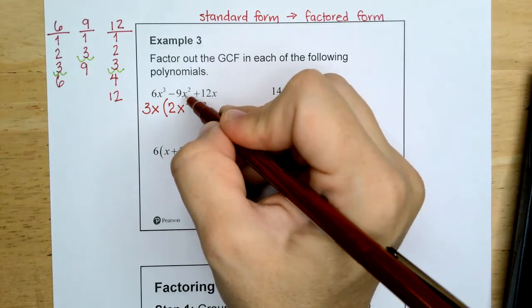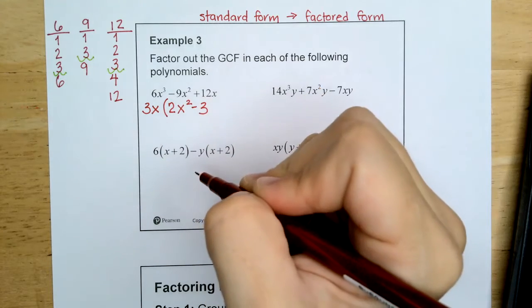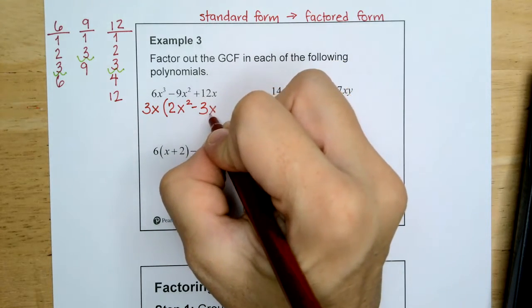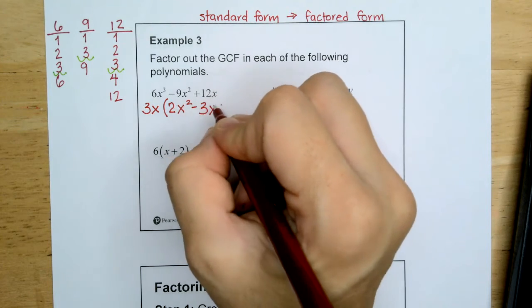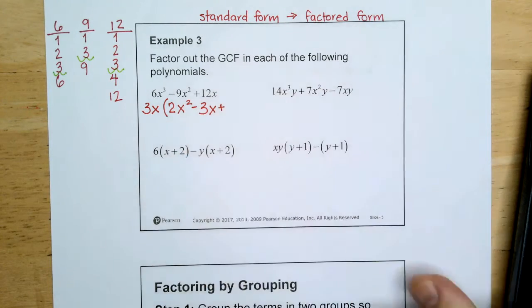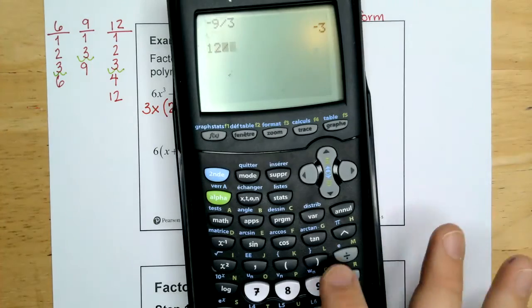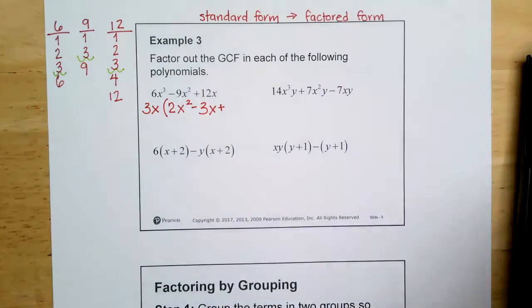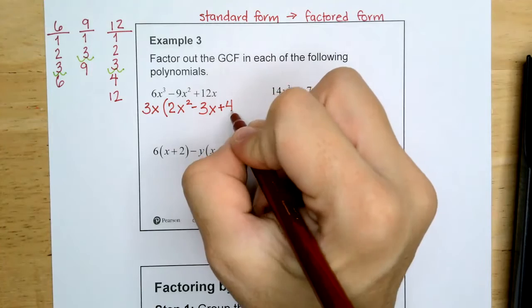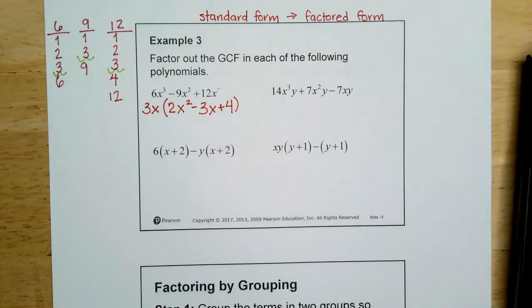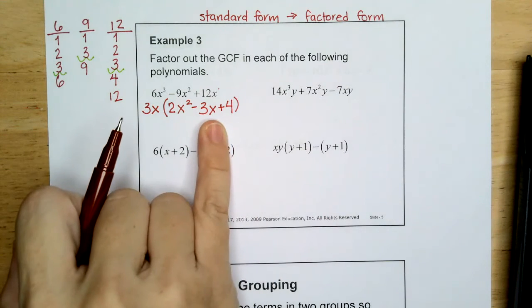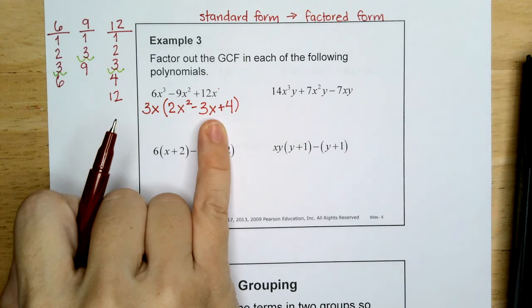Remember, for exponents, we subtract. So x squared divided by x is just x. And then now you have a positive 12. Positive 12 divided by 3 is 4. And then the x divided by the x leaves you with just 1, right? X divided by x is 1. 1 times 4 is 4, so I can just leave it as a 4. All right.